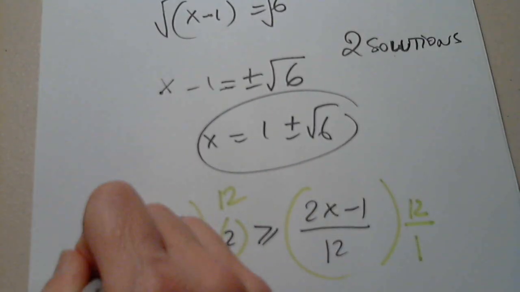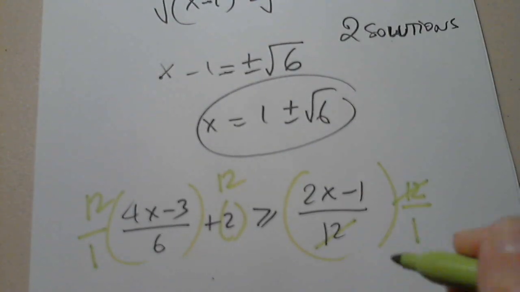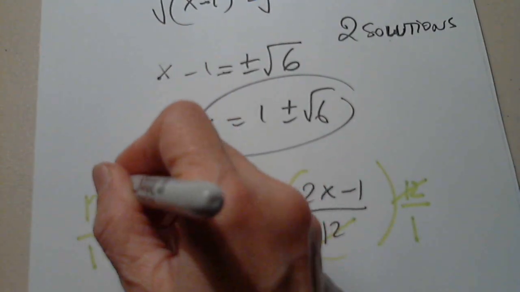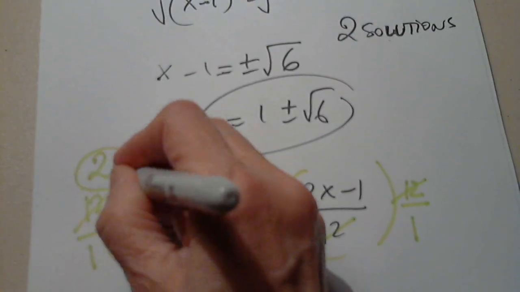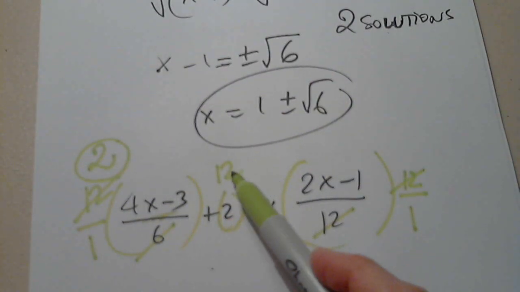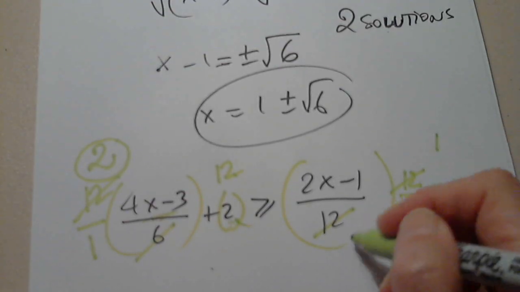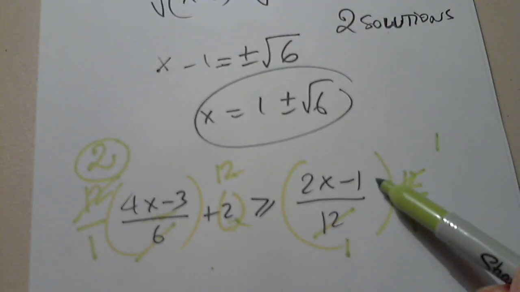12 over 1 in the case of a fraction. And I will simplify this. And I will simplify this. So 2 has to be distributed here. 12 has to be multiplied by 2. And nothing, because this is 1, I just get 2x minus 1.